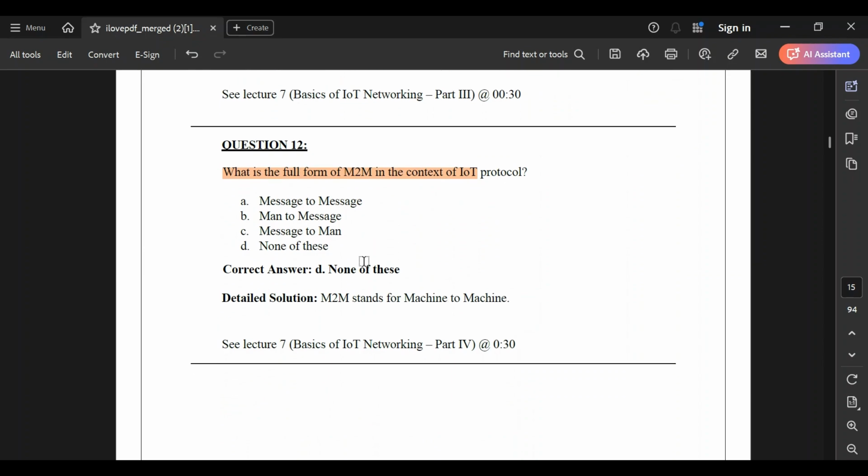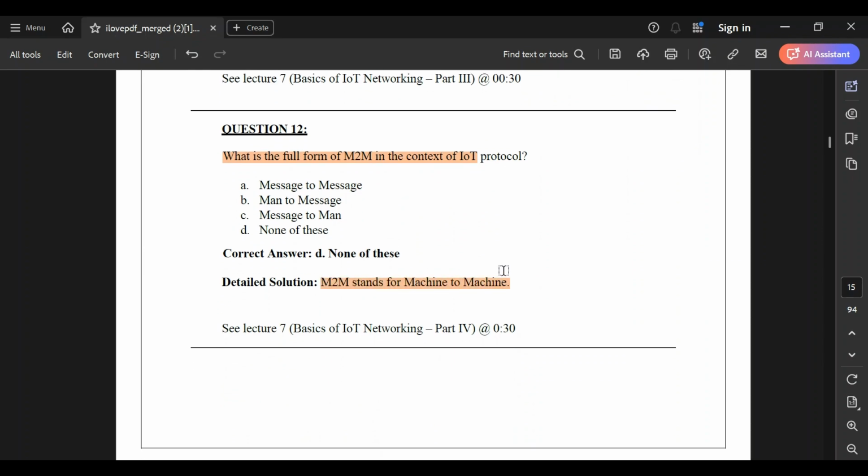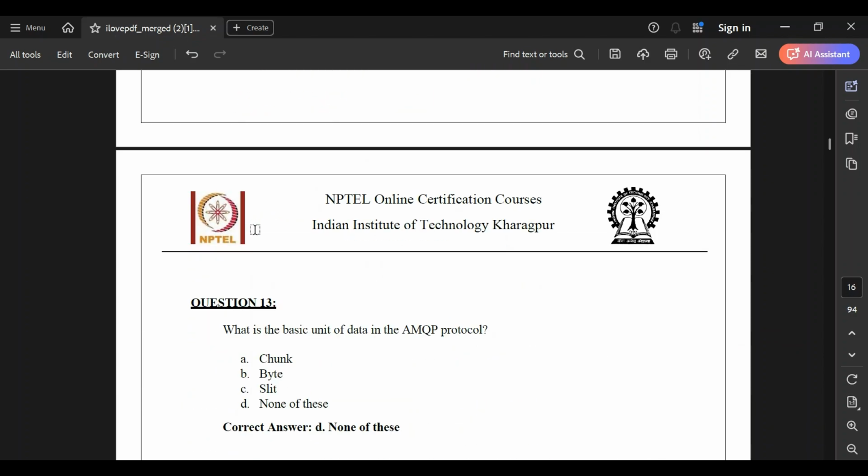Moving to the next question, what is the full form of M2M? It is machine to machine. So M2M is machine to machine. It is not given there, so you can have a look.